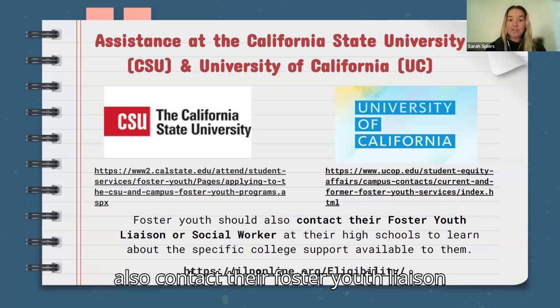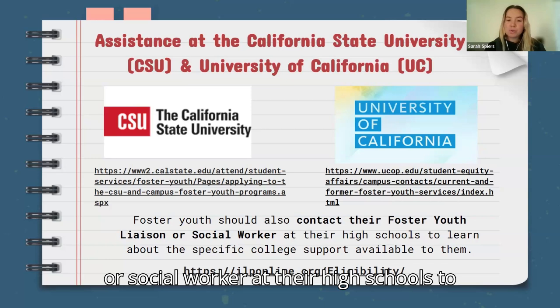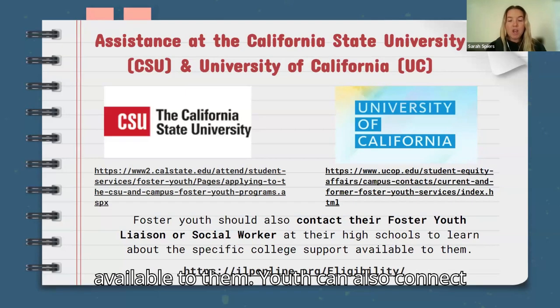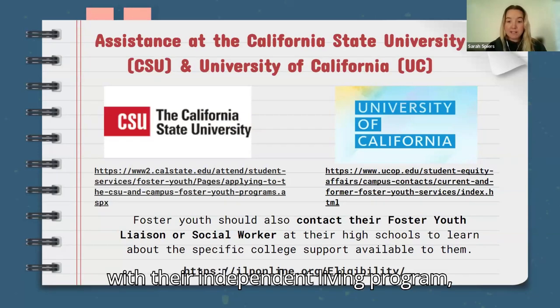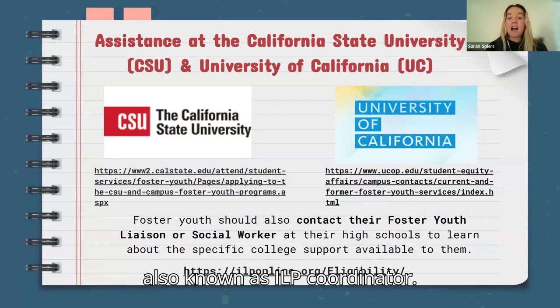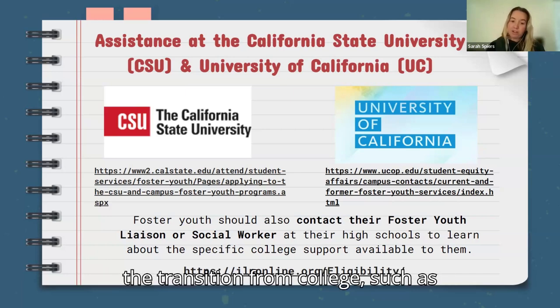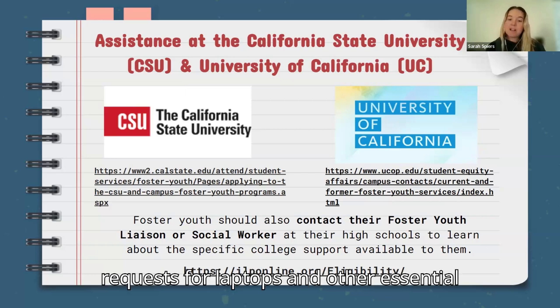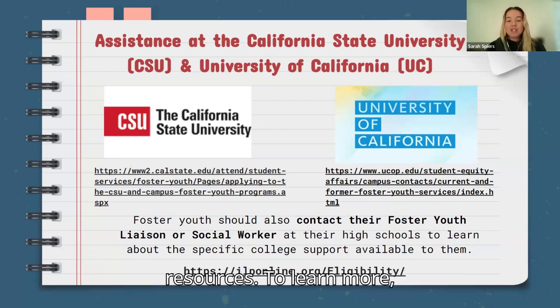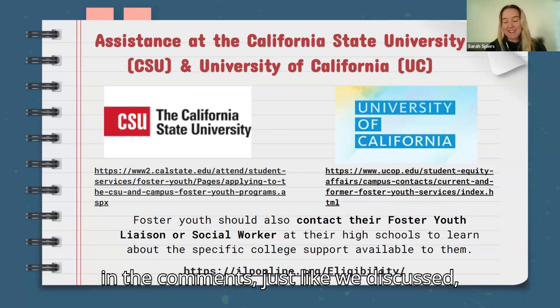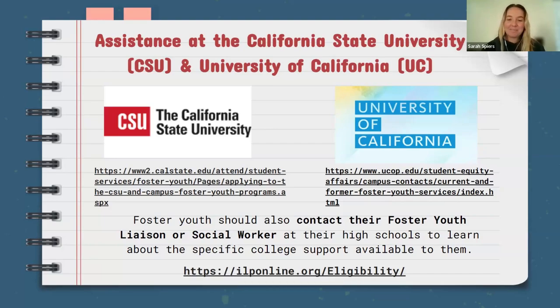Foster youth should also contact their foster youth liaison or social worker at their high schools to learn about the specific college support available to them. Youth can also connect with their independent living program, also known as ILP, coordinator, who often have funds set aside to help with the transition to college, such as requests for laptops and other essential resources. To learn more, visit ilponline.org/eligibility. And again, we'll put these website links in the comments, just like we discussed, so it's easy to access.